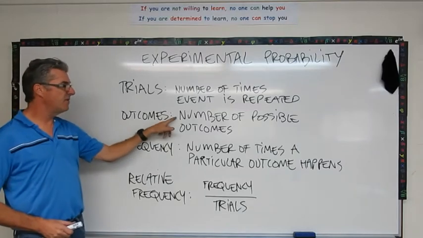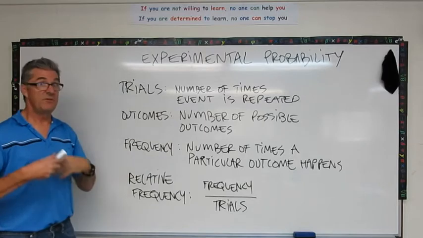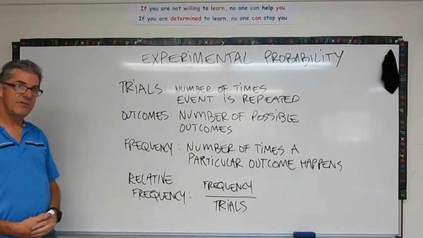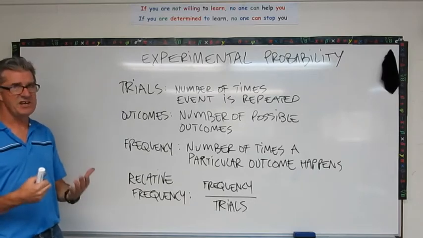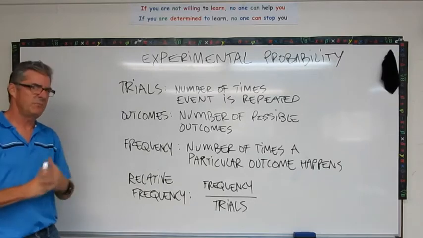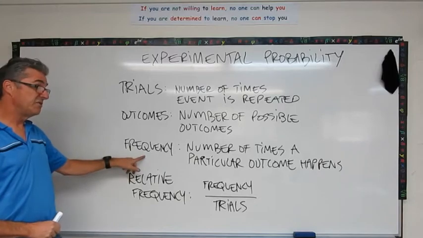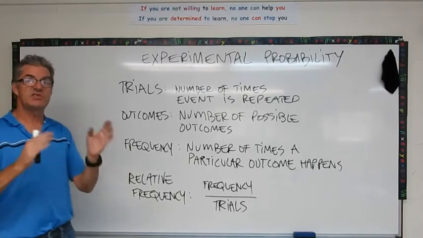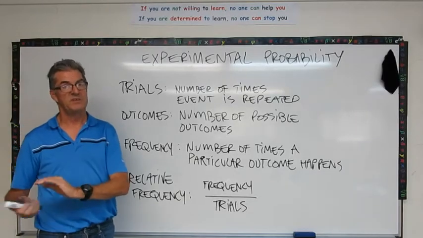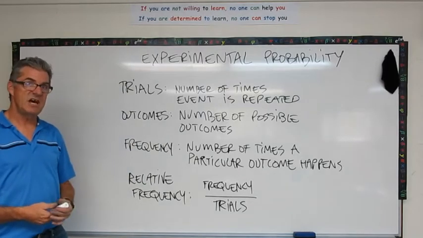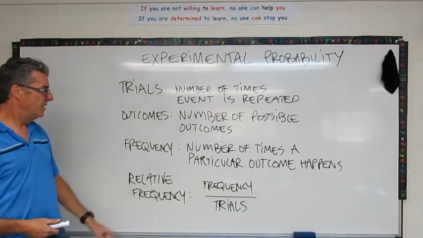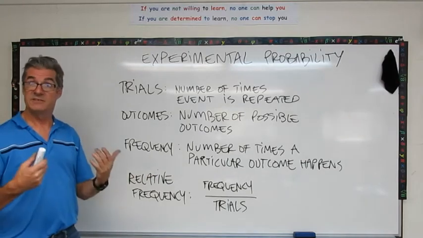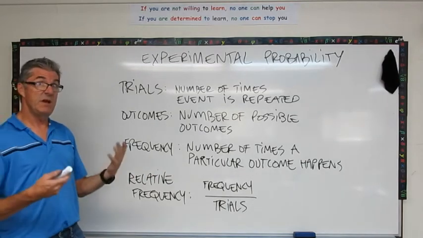Outcomes. This is the number of possible outcomes. So for a coin flip, how many outcomes are there? Just 2, heads or tails. This assumes that you're not going to flip a coin and have it land on its edge. Pretty hard to do. Frequency. This is the number of times a particular outcome happens. So let's say we flip our coin 10 times and we get 6 heads. It's very possible. So the frequency of heads would be 6. The frequency of tails would be 4.